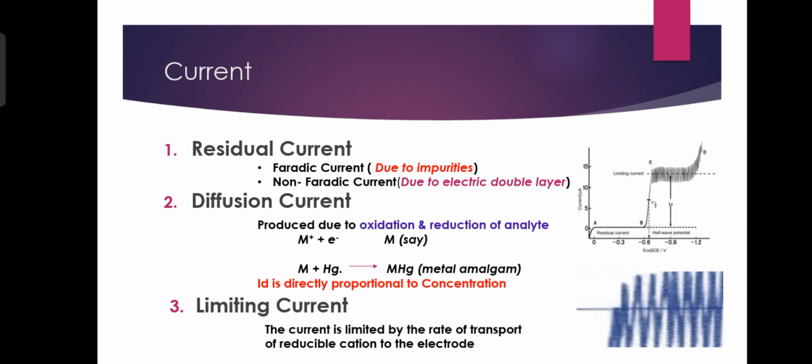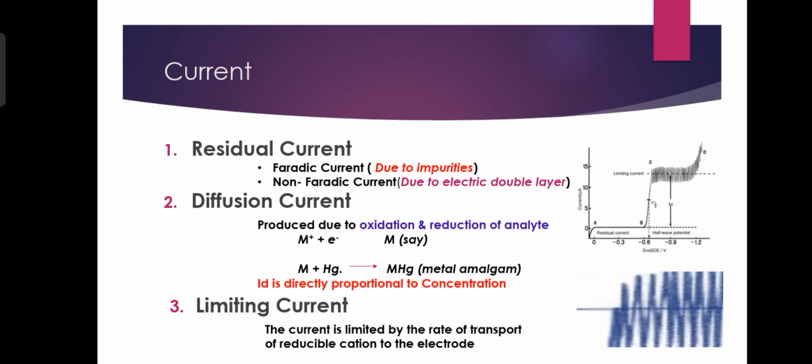Next is our diffusion current, which is the main part of the analysis, and it is produced due to oxidation or reduction of the analyte. Let's say a metal ion is reduced to metal, and it combines with mercury to form an amalgam. ID is directly proportional to concentration. We will discuss the Ilkovic equation, which gives our quantitative analysis.